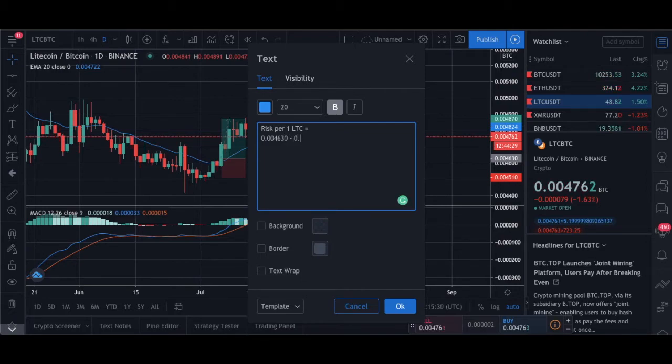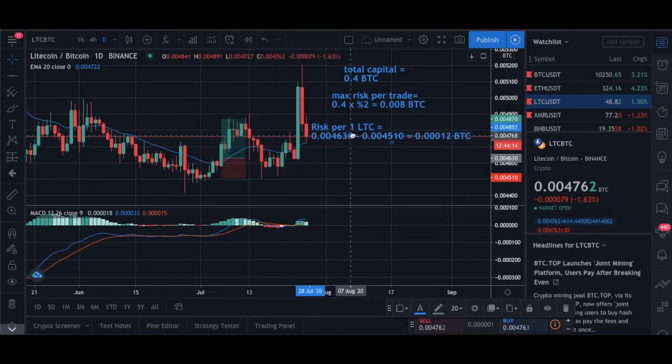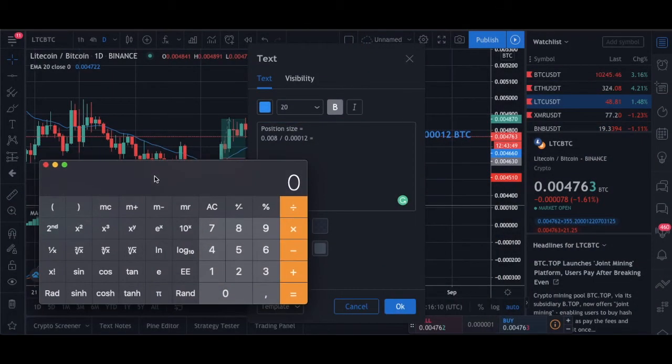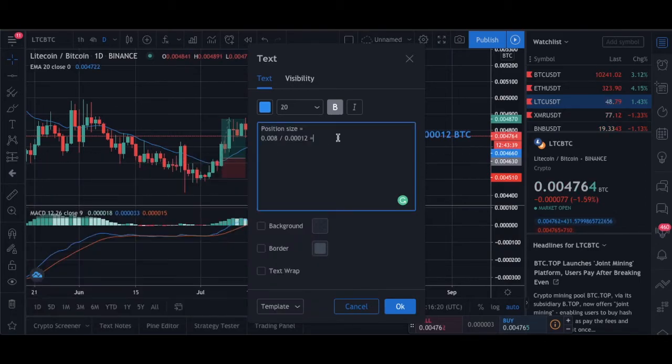In order to calculate our risk per one Litecoin, we should subtract the stop loss from the entry price. So our risk per one LTC is 0.00012 Bitcoin. After calculating our risk per one Litecoin, we should divide our maximum risk per trade by risk per one Litecoin in order to calculate our right position size. Our right position size is 66.66 Litecoin in this scenario.